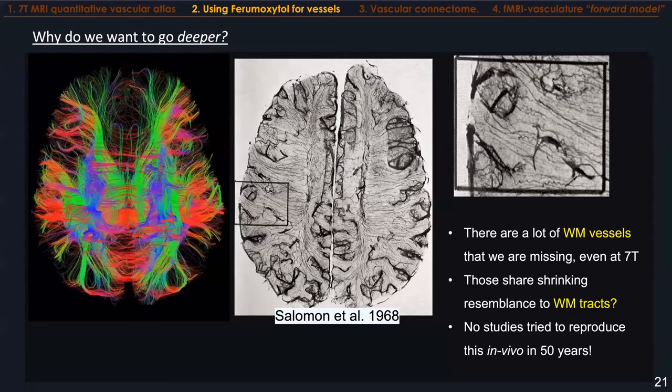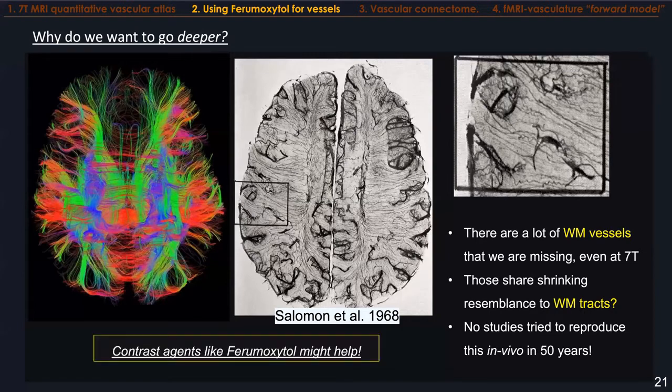Another thing that we noticed is that those vessels seem to be very closely related to white matter tracts. And so we kept wondering if there was some common directionality to those tracts. We went back to looking at some papers that did this comparison, and we were surprised to see that there was no official link to myelin or fibers. To do this comparison, we needed to see those vessels. So that's why we thought that a contrast agent like ferumoxytol might help.